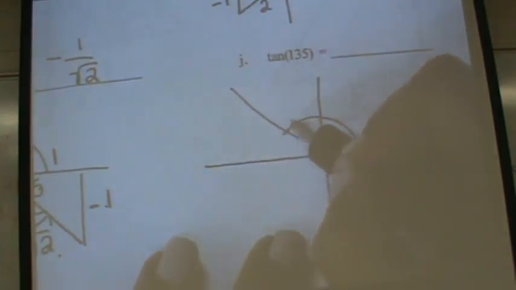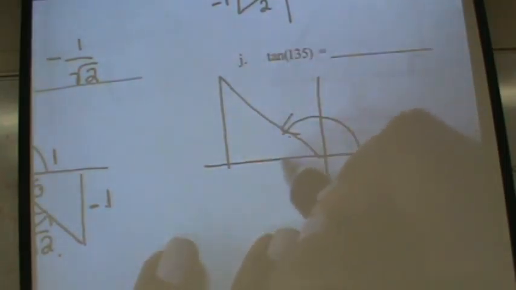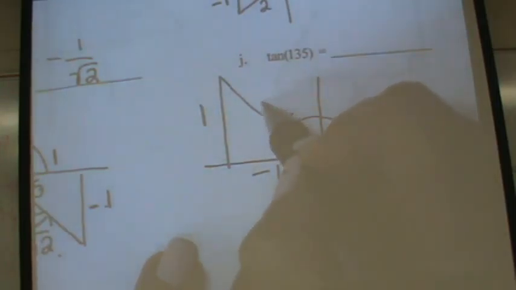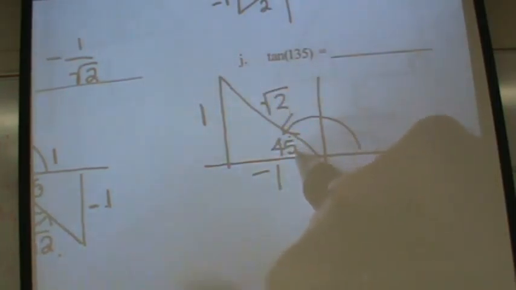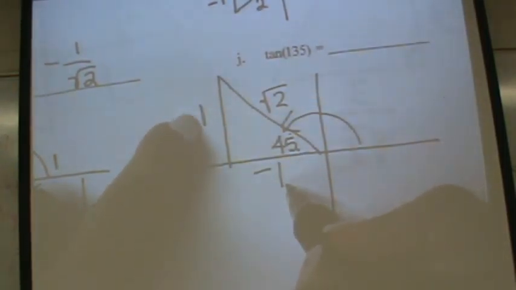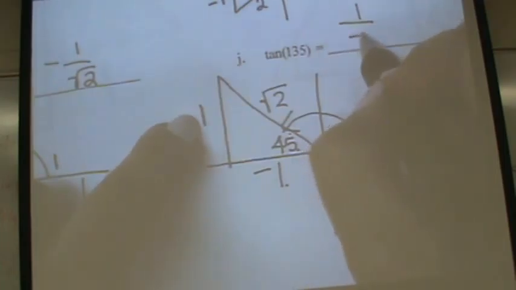Let's do one more. 135. Where's 135 at? Quadrant 2. What angle are you making with this? Once you pass quadrant 2, you have to go to the x-axis, so this is going to be a 45. Name these sides here. One, negative 1, good. And what's this? Root 2. Now what's the definition of tangent? Opposite over adjacent. So it's 1 over negative 1.